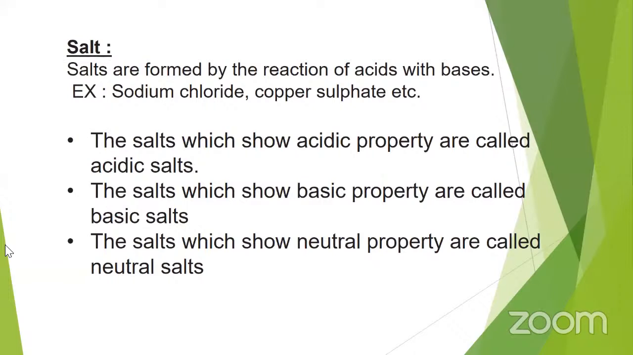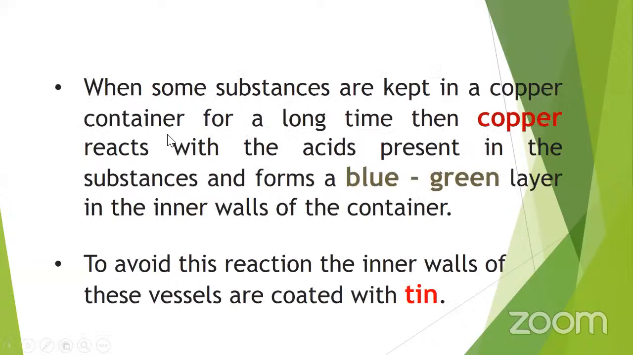Next, see how they react. What happens when acids react with metals? I said acids react with metals to give hydrogen gas. That we have already seen. Some substances are kept in a copper container for a long time. Then copper reacts with acids present in the substance and forms a blue-green layer on the inner walls of the container.